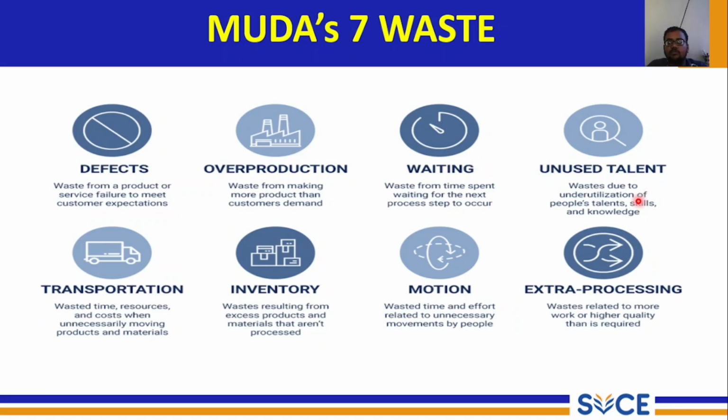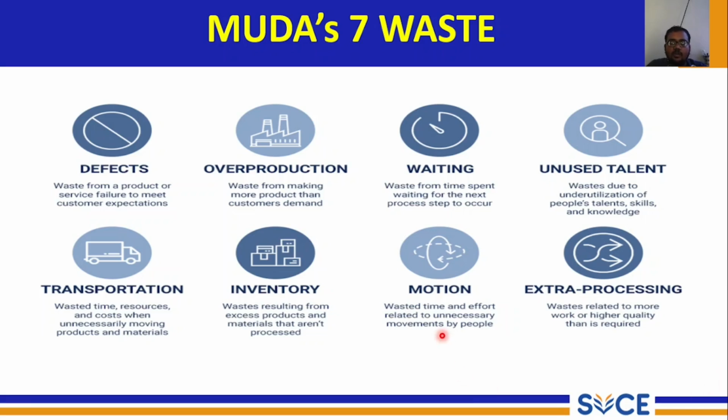Then the fourth waste is about extra processing. Of course, this unused talent waste has been created of late, and it has been incorporated, or probably it has also been included. So now the Muda's waste has been upgraded to 8 waste. The initial 7 waste includes extra processing. Even if the process requires only 3 or 4 steps, if you're processing it again for 3 more steps, then you consider that to be waste again.